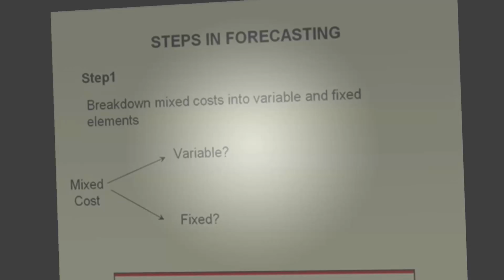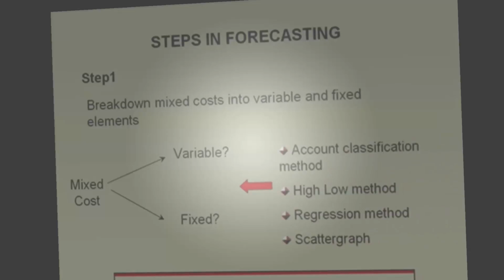To do this, actually there are many techniques. These include something called account classification method, something called high-low method, something called regression method, and another technique called scatter graph. In this course, the only technique you need to know is the high-low. So, how does the high-low work? I'm going to give you a really simple problem. Take a few minutes and read the problem coming up.